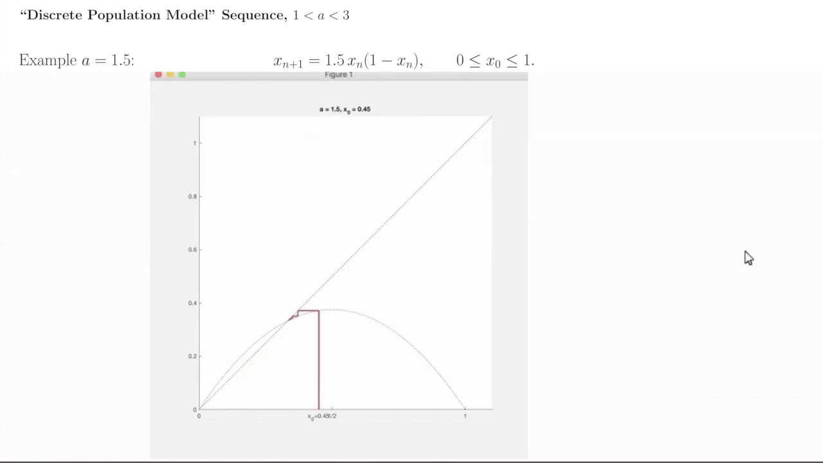With a equal to 1.5, you can see that we have two intersection points here. And for this particular initial value, what we did is similar to before. So we came above the parabola and got trapped towards this intersection point. Let me show you a few different initial conditions. So how about 0.95?